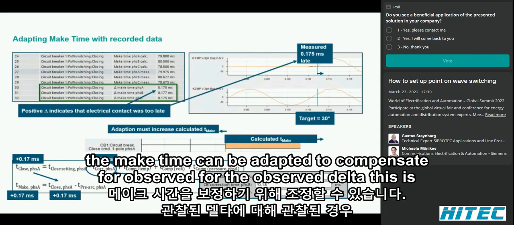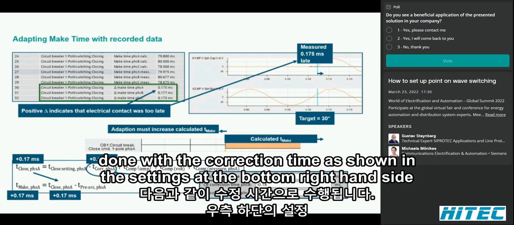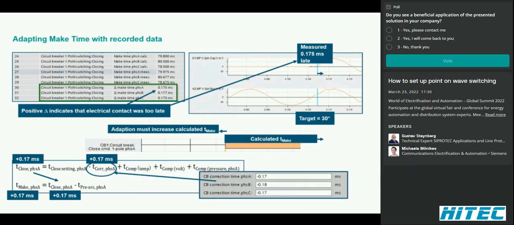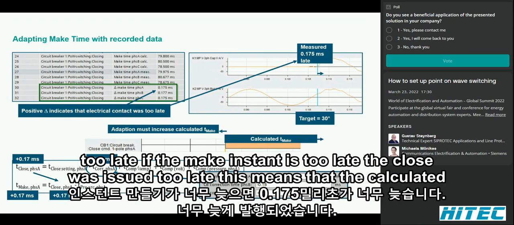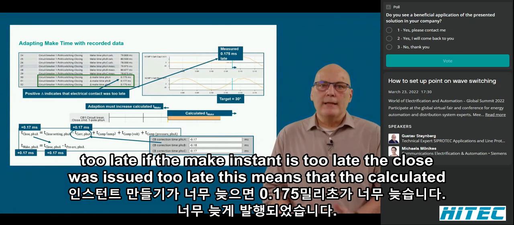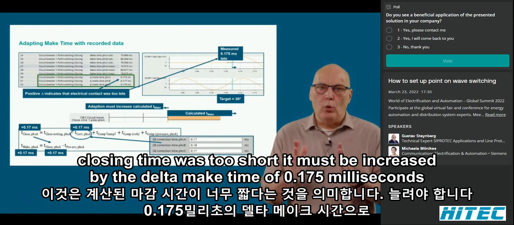The make time can be adapted to compensate for the observed delta. This is done with the correction time as shown in the settings at the bottom right-hand side. A positive delta make time indicates that the close was too late. Here, 0.175 milliseconds too late. If the make instant is too late, the close was issued too late. This means that the calculated closing time was too short. It must be increased by the delta make time of 0.175 milliseconds.